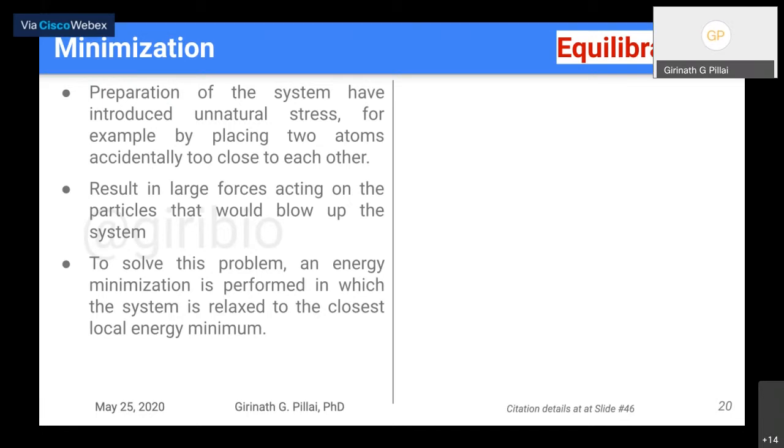That happens. Sometimes I hear from my students, "Sir, I simulated, and I could see it's all broken apart. What happened to the system?" To solve this problem, an energy minimization is performed in which the system is relaxed to the closest energy minimum. So it is not that whatever is given in the tutorial is the only time step. Sometimes when your system is much larger and more complex, you might need to increase the time step. So you need to have a thorough understanding there.